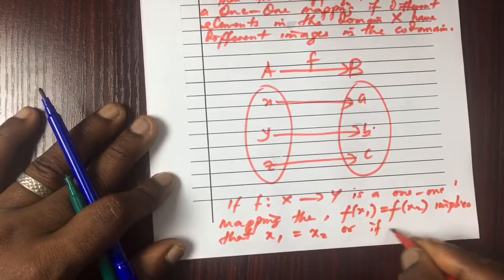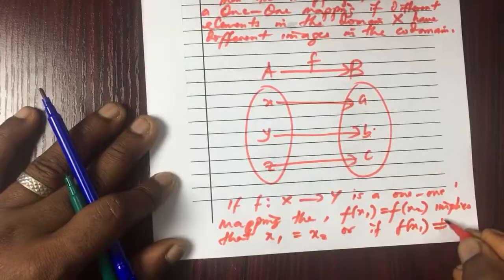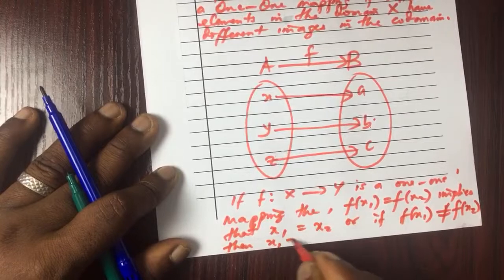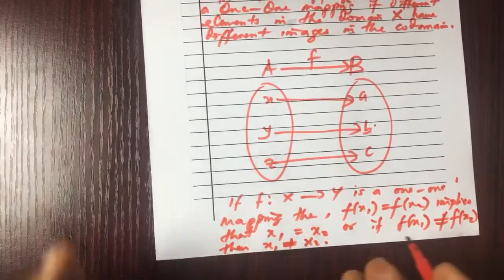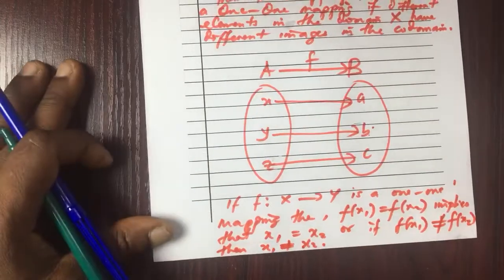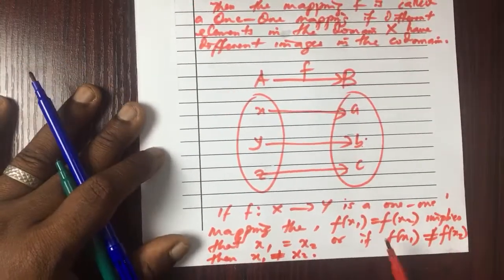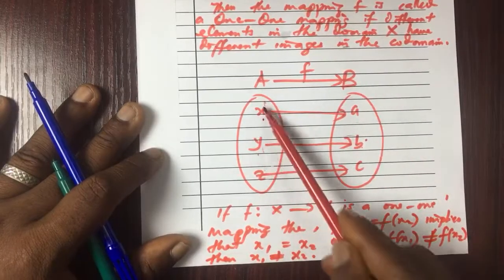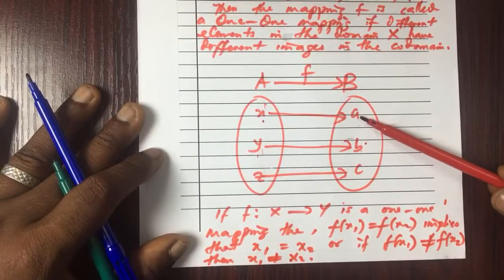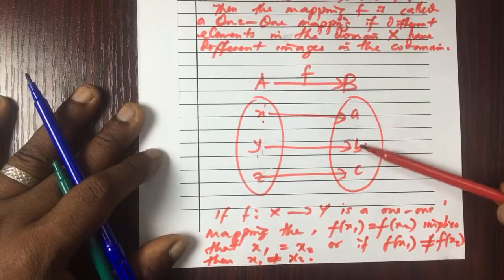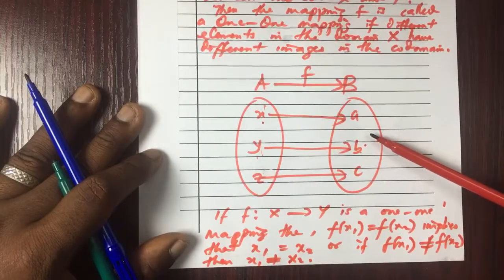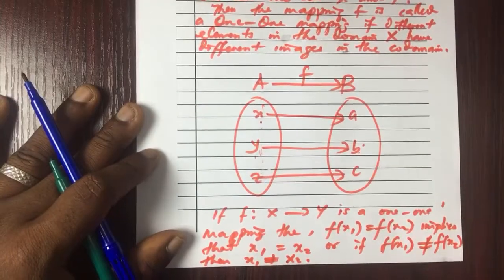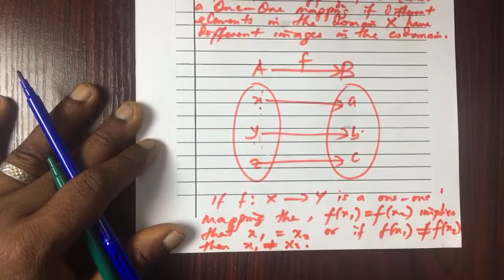Or if f of x1 is not equal to f of x2, then x1 is not equal to x2. So this is just another way, algebraically, of explaining what we have just defined. What this means is that if I pick any two elements here such that they give me the same image, then those two elements are the same. If I pick any two elements here that give me different images, then those two elements are not the same. That's what we are explaining here algebraically.